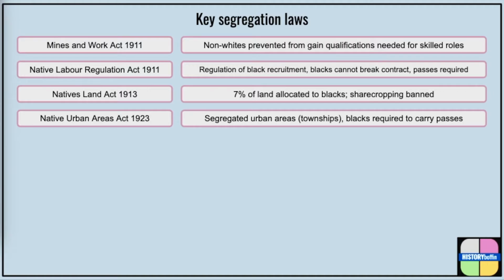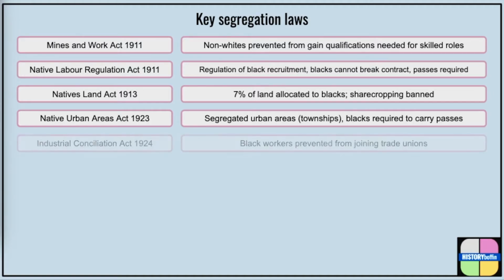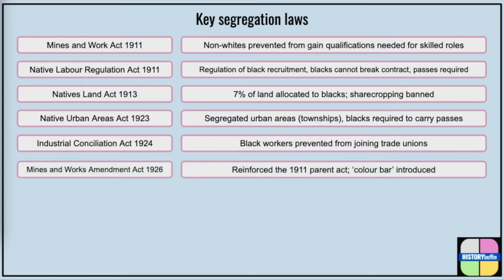To control the movement of blacks in urban areas, blacks were required to carry passes that outlined their nature and place of work. The Industrial Conciliation Act built on the Native Labour Regulation Act by implementing various obstacles that prevented blacks from striking. While the Mines and Works Amendment Act strengthened the original 1911 Act, meaning there was a clear colour bar, with whites at the top, coloured and Indians below, and blacks at the bottom.